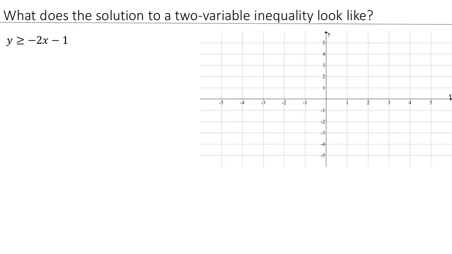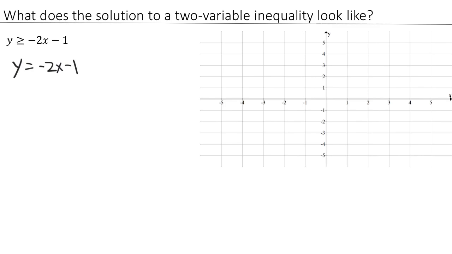Let's look at an inequality with two variables in it and see if we can get a handle on what the solution to such a thing should look like. So here's an example, y greater than or equal to negative 2x minus 1. Notice, first of all, that equal to is part of our inequality here, which means that y equals negative 2x minus 1 should be part of whatever solution we come up with.